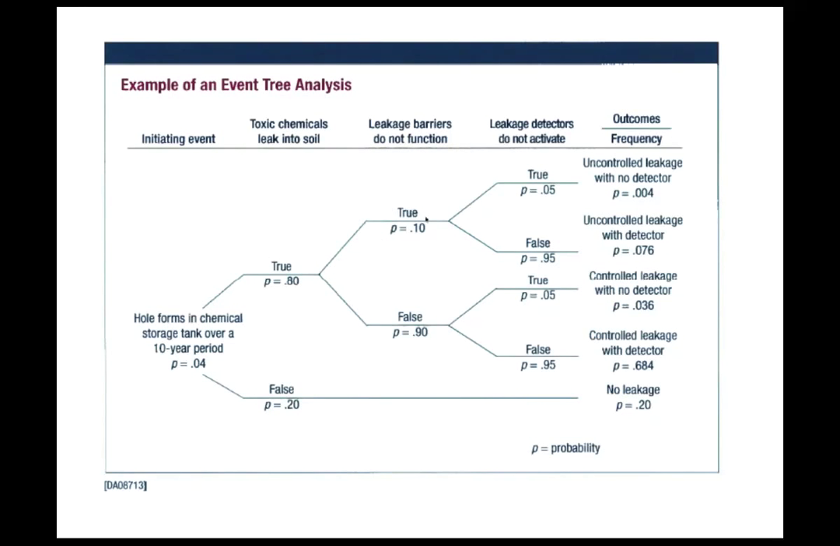As far as where the probability is coming from, most likely these are somewhat subjective. And what's the likelihood of failure of the leakage detectors? They might have some data on that, and they're just going to throw this all in there to come up with some type of probability and decide where they need to focus their attention.